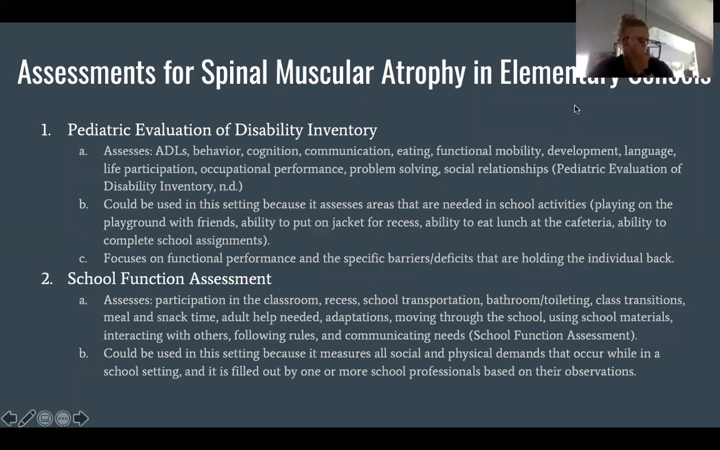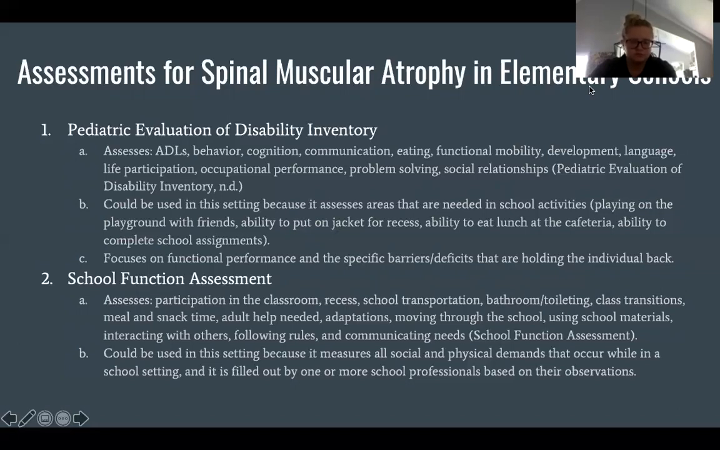So how are we going to assess these kiddos with spinal muscular atrophy in the elementary school setting? So Greta and I found 2 assessment tools. One is the Pediatric Evaluation of Disability Inventory, otherwise known as the PEDI. And the PEDI really focuses on functional performance and the specific barriers or deficits that are holding the individual back. And it really gives us an overall general view of how well the student is performing with their functional skills. So specifically ADLs, behavior, cognition, communication, eating, functional mobility, and so on.